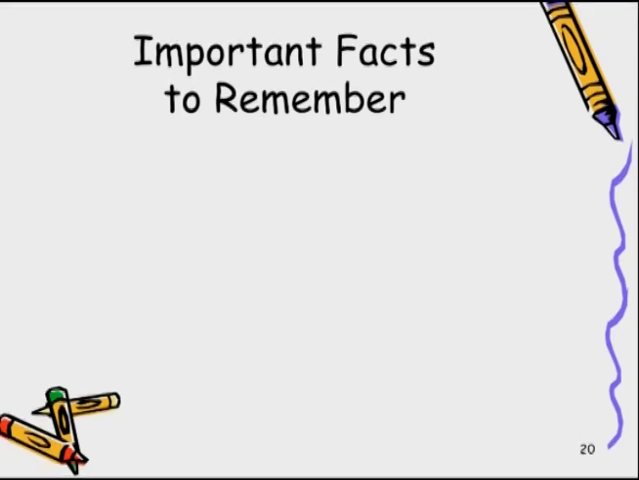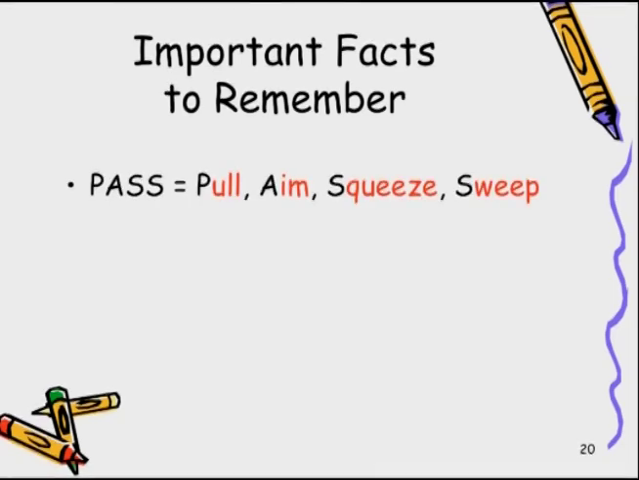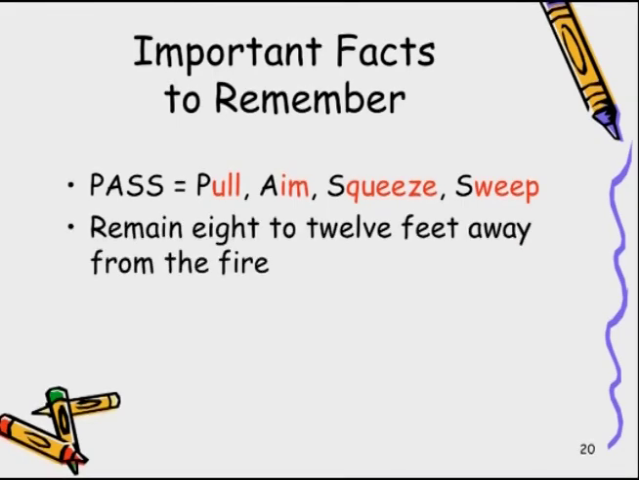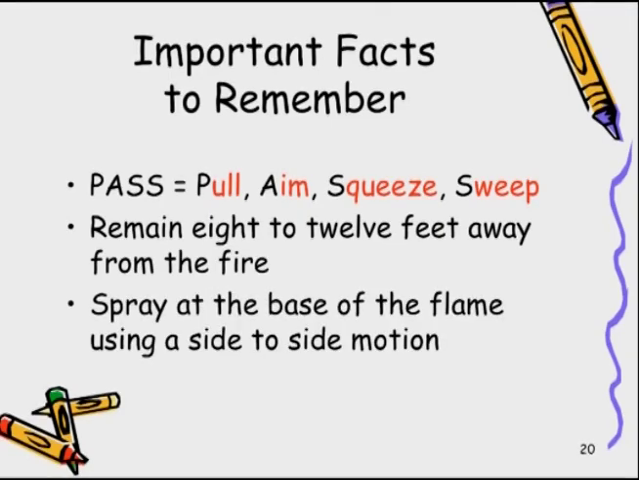Important facts to remember. Remembering the acronym PASS will assist you when or if you're ever faced with extinguishing a fire. When you approach a fire, you should aim between 8 and 12 feet from the fire. Remember, PASS equals pull, aim, squeeze, and sweep.